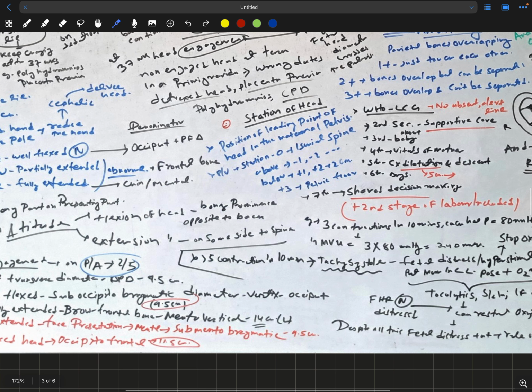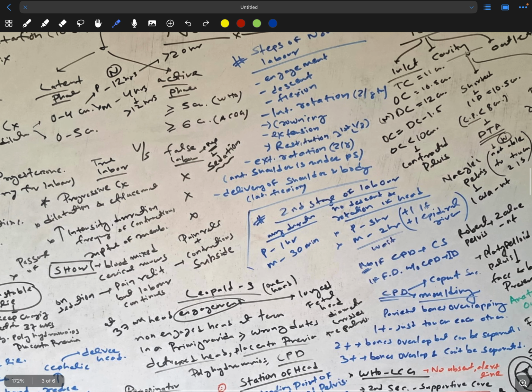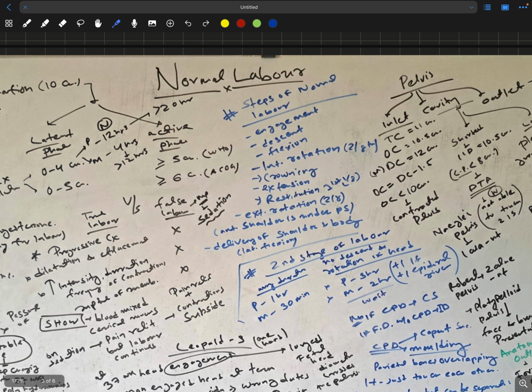Now this is the thing we have discussed. Now let's go above. What are the steps of normal labor? The steps of normal labor are engagement, which we discussed, descent, flexion, internal rotation, which is 2/8, crowning, extension, restitution. Restitution is not a cardinal movement. Crowning is also not a cardinal movement.